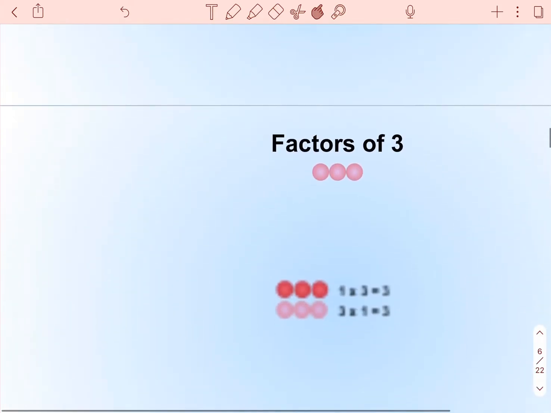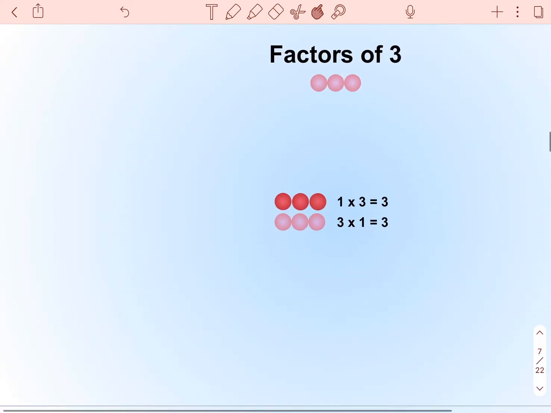And how about the number 3? Well, there's only 2 ways to make 3 as well. 1 times 3 equals 3, and 3 times 1 equals 3. 2 ways to make 3.